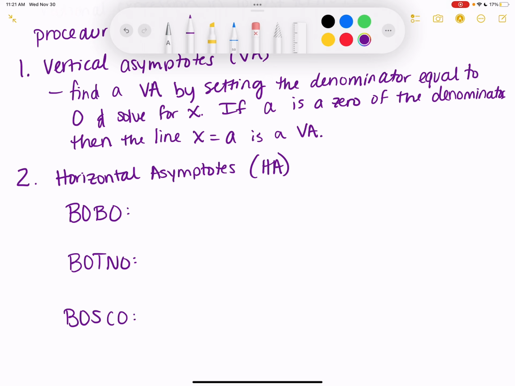I think it would be easier if you just memorized this instead of the whole poem. Bobo is bigger on bottom. So these are talking about the terms of the power. y equals 0 is your horizontal asymptote.